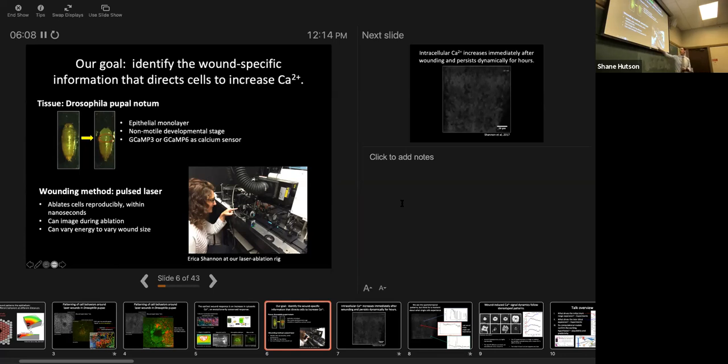And now here's Erica Shannon, who was a grad student in cell and developmental biology, who really got us all started on this project. She came over to my lab, wasn't afraid to play with the optics, jump in there, figure out how to make the wounds with the laser. And so we're going to bring in this external laser, make very small, reproducible and controllable wounds in the pupal notum, and then track what happens around it and use that to figure out what's going on in terms of wound response and wound detection.